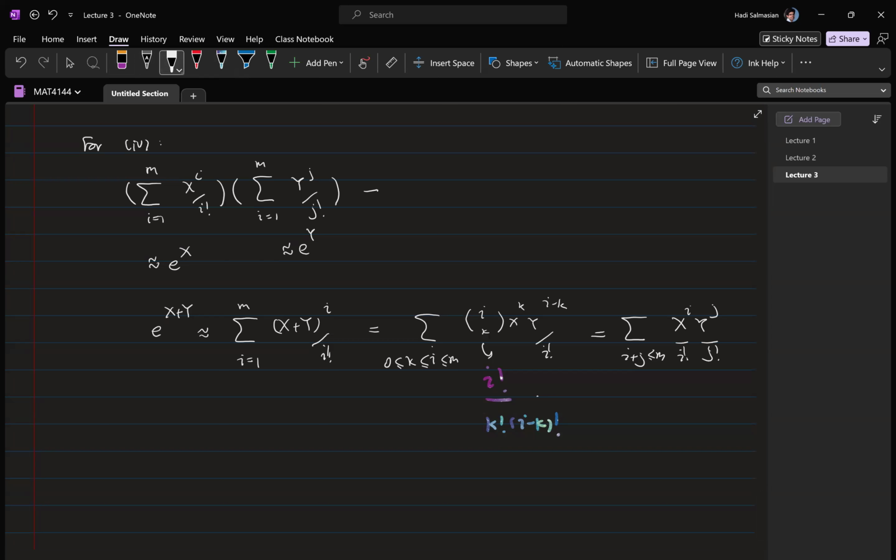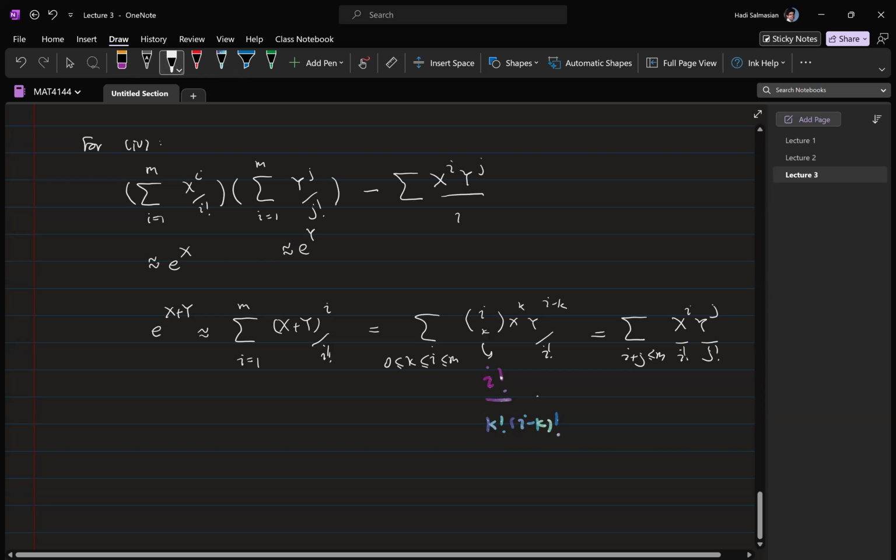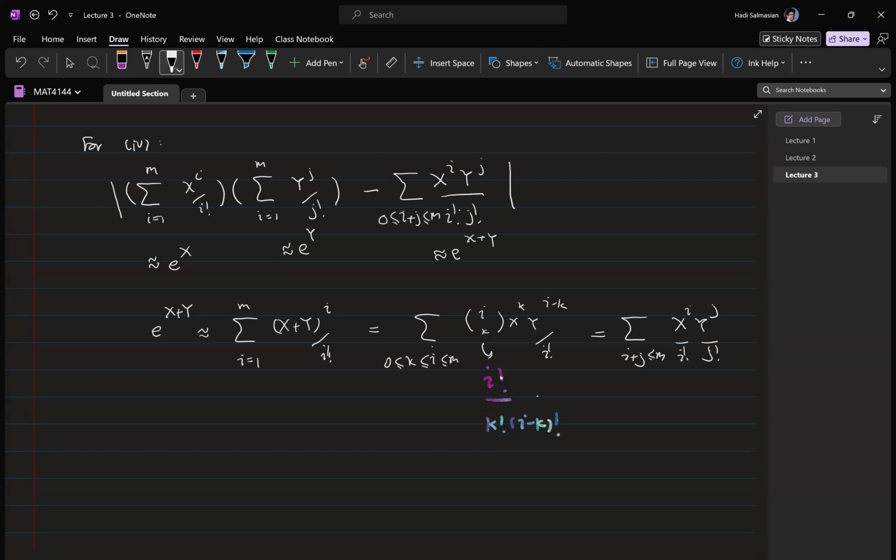So I could now put the approximation of e to the x plus y here. Oops, i factorial, j factorial, I should have here. And I need to show that this difference goes to 0. But when you expand, now they have finitely many terms, and what is left is the sum of terms where i plus j is bigger than m.